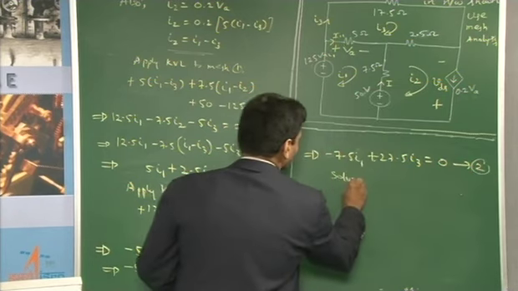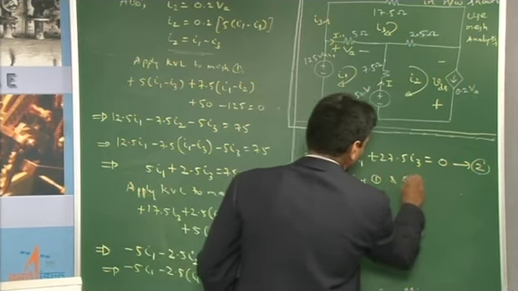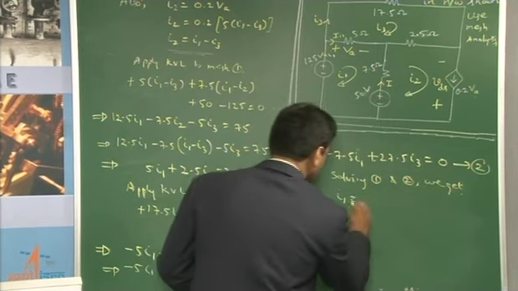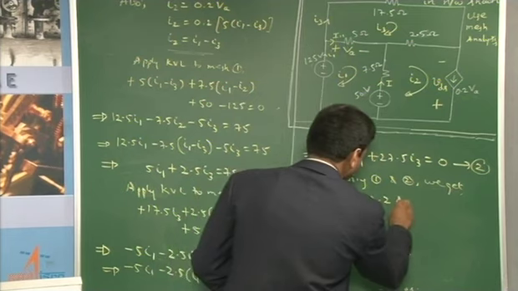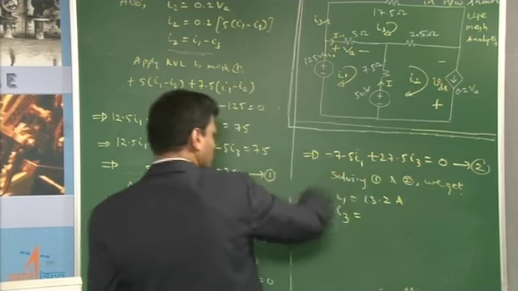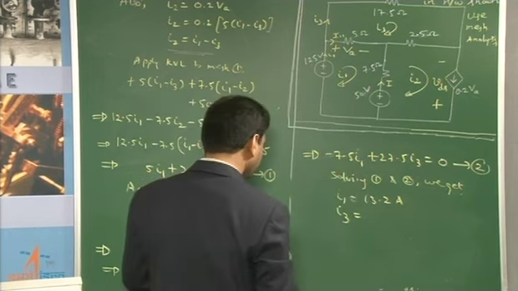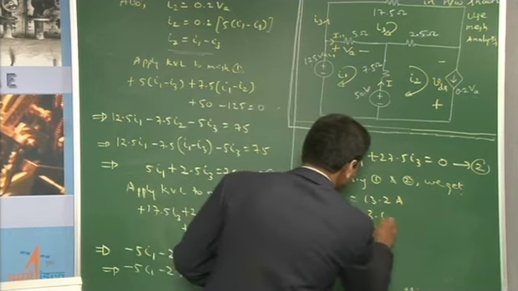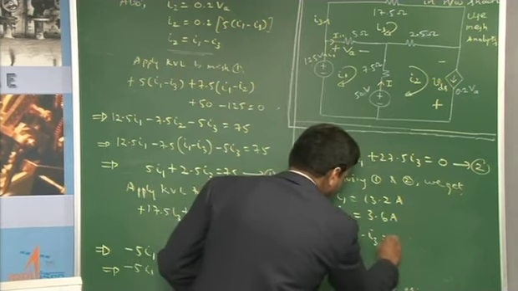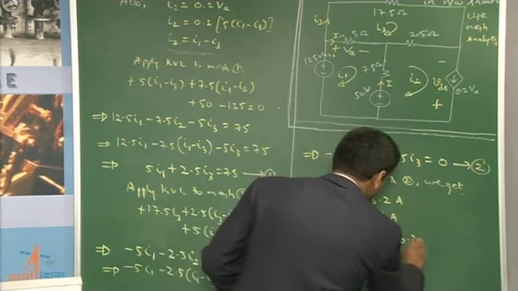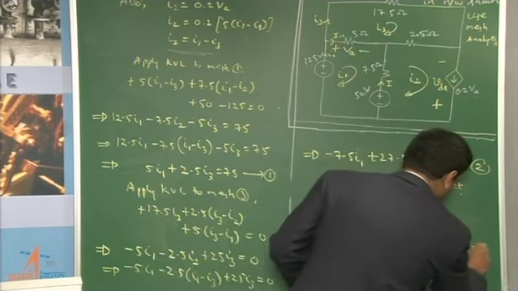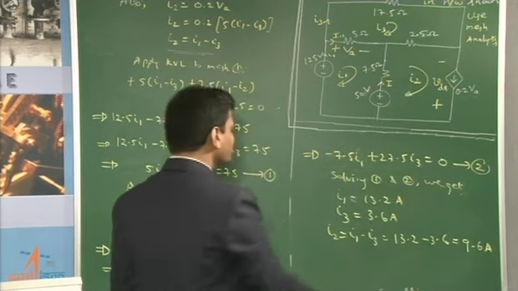Now solving 1 and 2, we get I1 as 13.2 amperes, and I3, because when we solve 1 and 2 we get I1 and I3. I3 we will get as 3.6 amperes. Then I2 is I1 minus I3, already we know this. So we will get 13.2 minus 3.6, which turns out to be 9.6 amperes. So we got all the mesh currents.